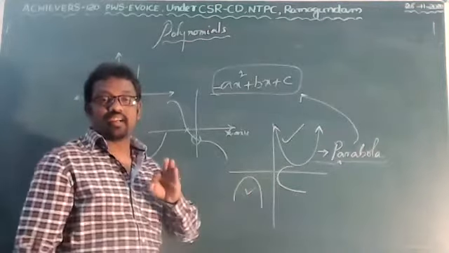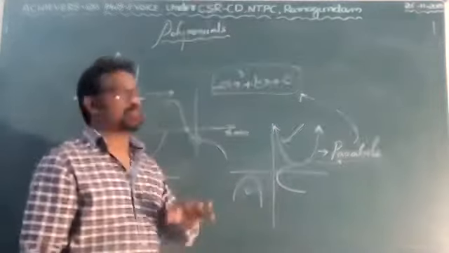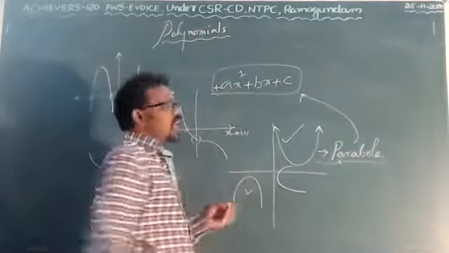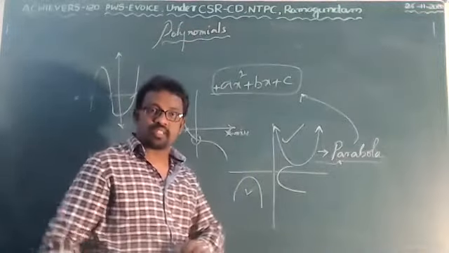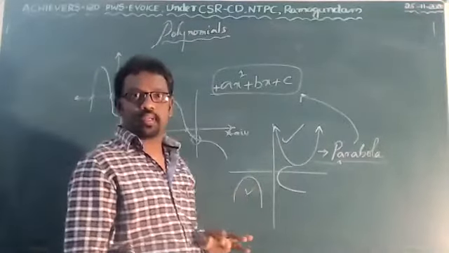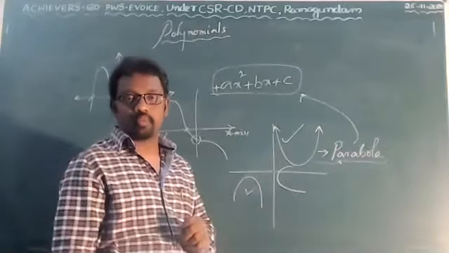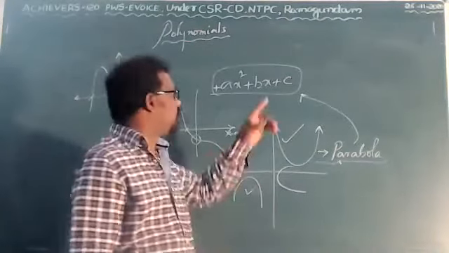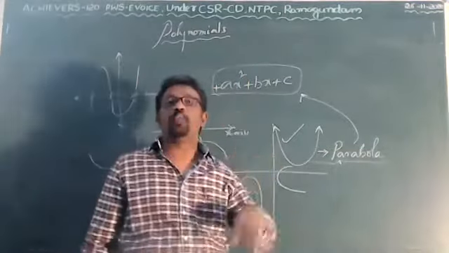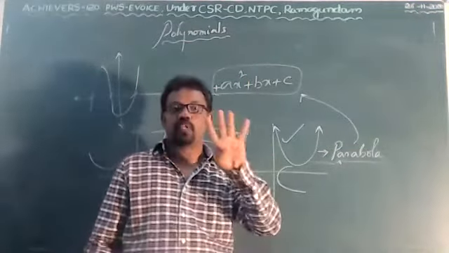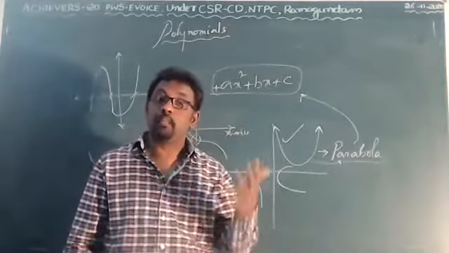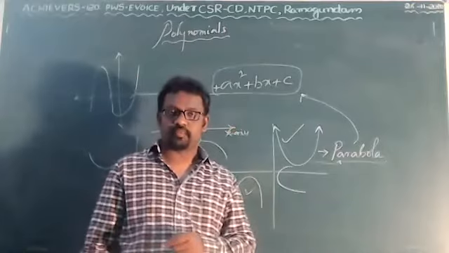The standard quadratic expression is ax square plus bx plus c, a standard polynomial, a quadratic polynomial. Quadratic is nothing but the power is 2. If the power is 3, it is a cubic polynomial. If the power is 4, 5, or 6, they are multi-degree polynomials.